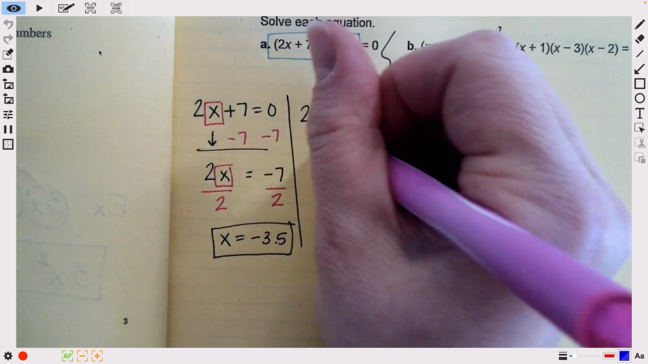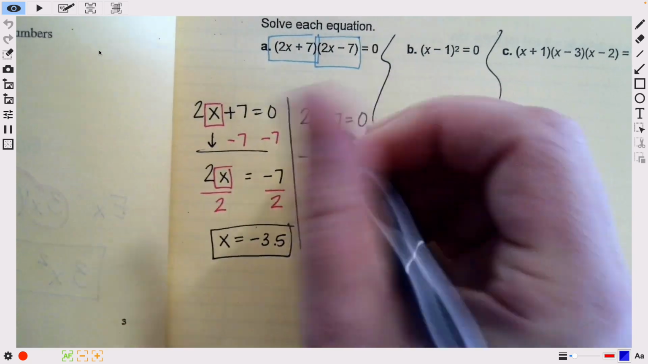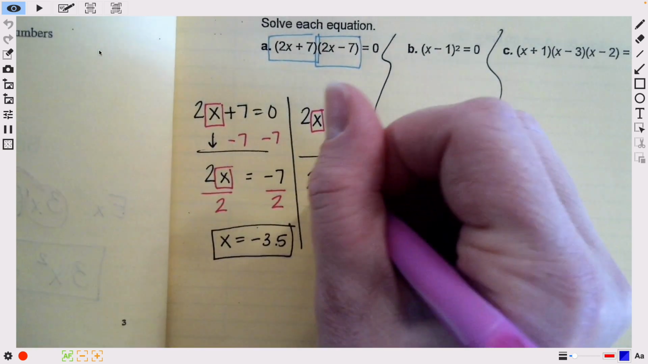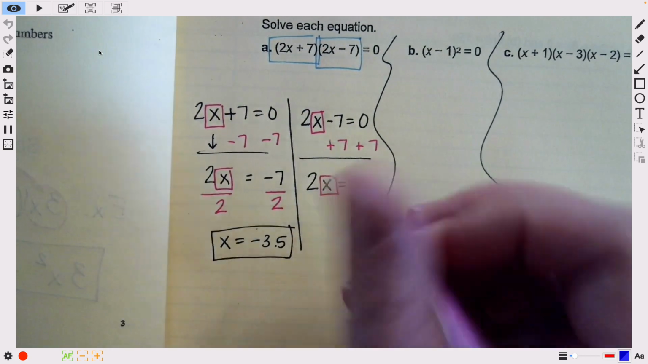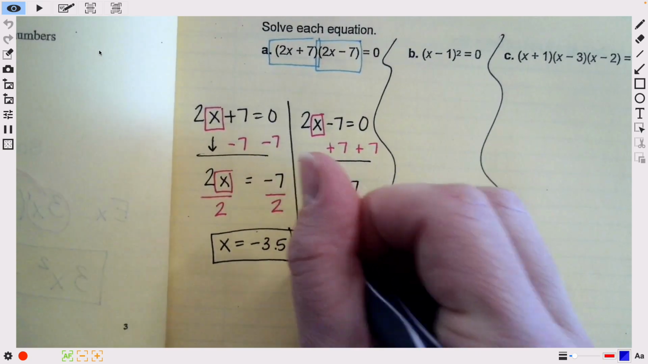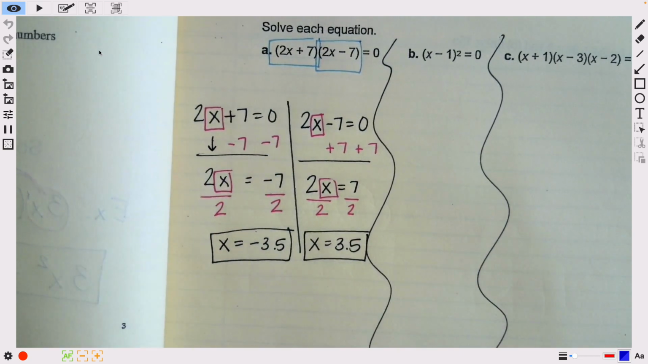Okay. So same thing over here, except this time we're going to add 7 to the other side. 2x equals 7. Now divide by 2. 3.5. So I know I kind of rushed through that, but that's because that's like chapter 1. That's just a two-step equation. So I can't spend a ton of time doing two-step equations. So your answers are positive 3.5 and negative 3.5.